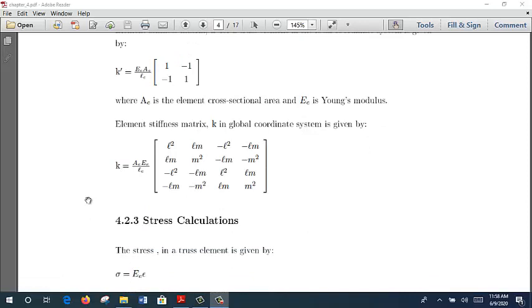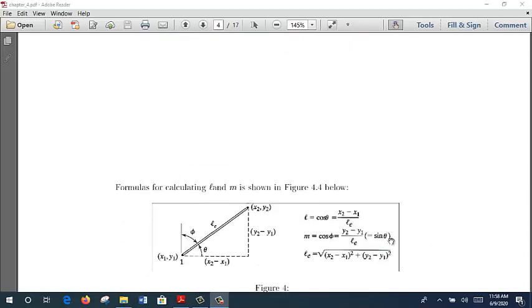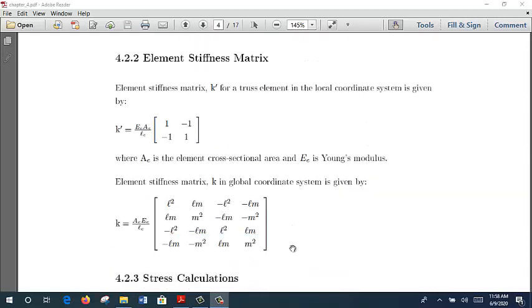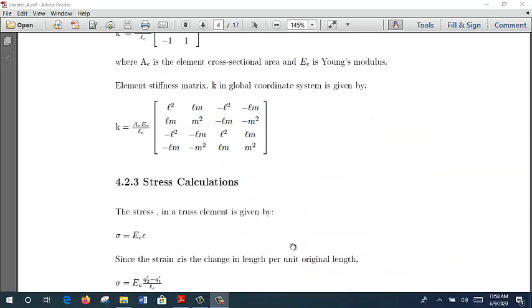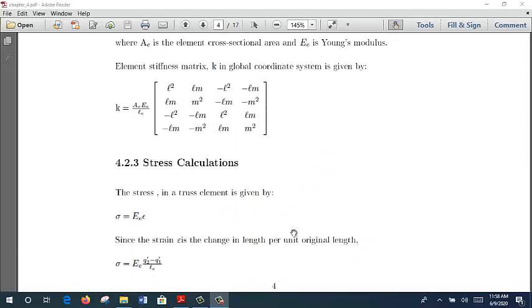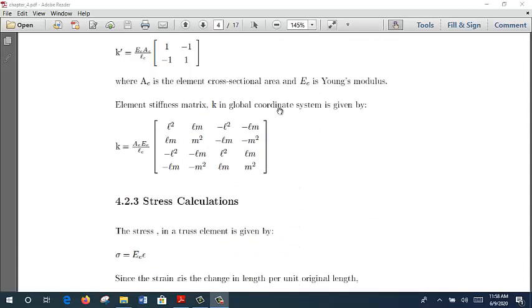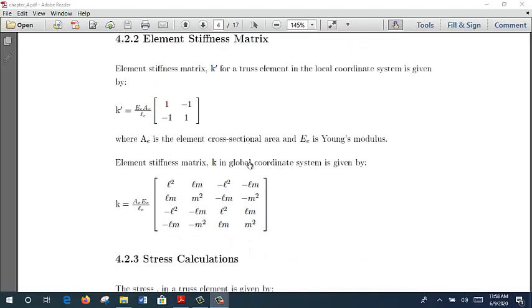The element stiffness matrix is equal to AE divided by LE times this form of the matrix, which involves the L and also the M, where you get these numbers from the formula here, if you still remember, for every bar. So that's all for how to calculate the element stiffness matrix.